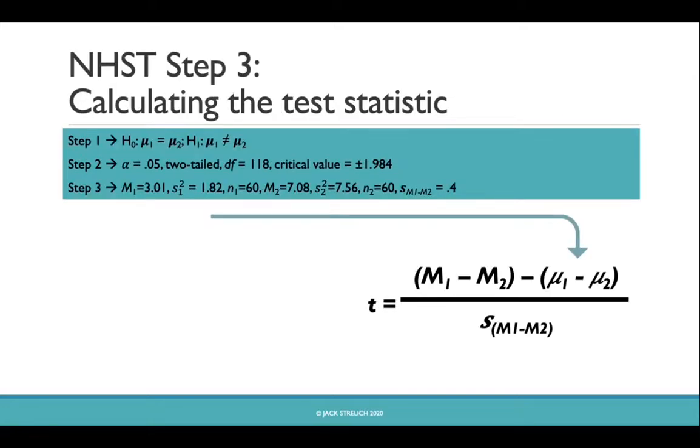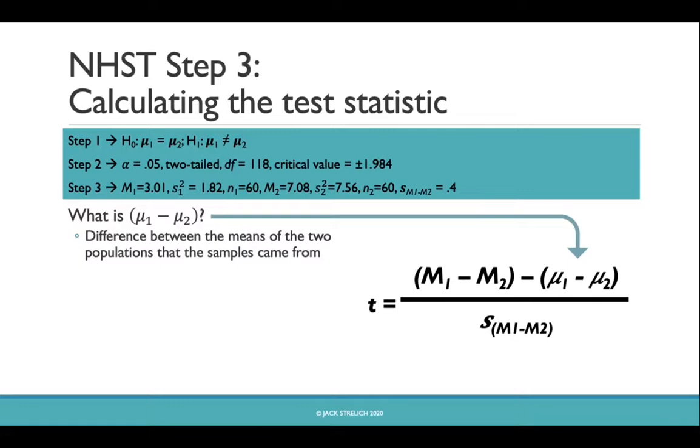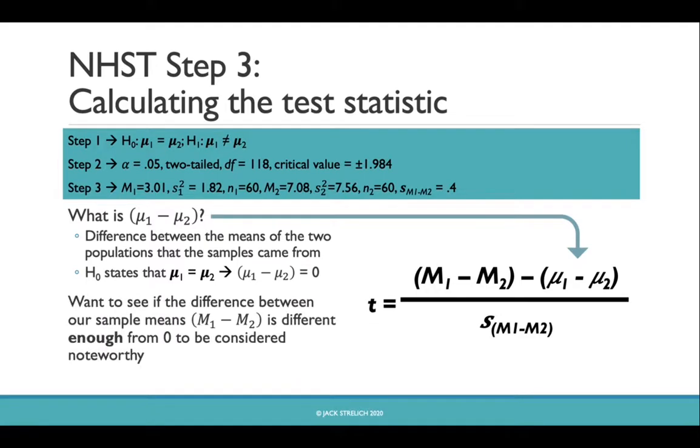So now that we have our standard error, we can calculate the test statistic itself. So looking at the numerator of the test statistic, we can ask, what does mu1 minus mu2 represent? And the answer is that this represents the difference between the means of the two populations that the samples came from. Now, conveniently, our null hypothesis states that mu1 equals mu2, and if this is the case, then mu1 minus mu2 must equal 0. So in other words, we want to see if the difference between our sample means, m1 minus m2, is different enough from 0 to be considered noteworthy.